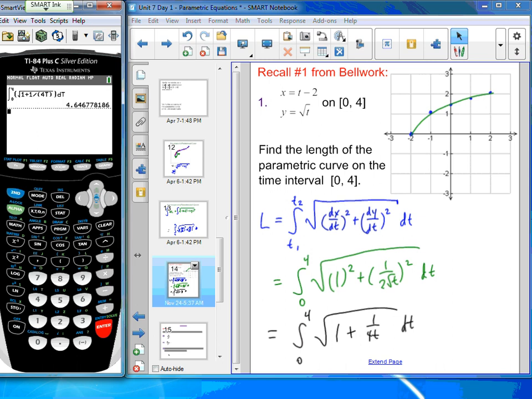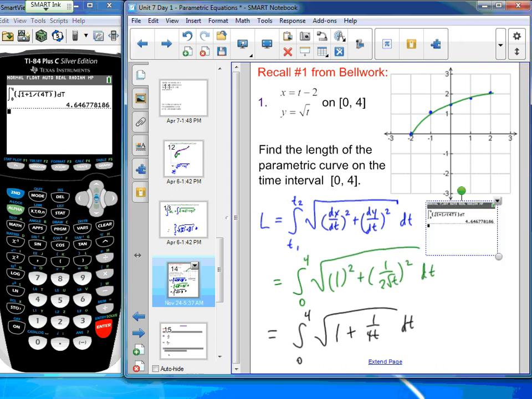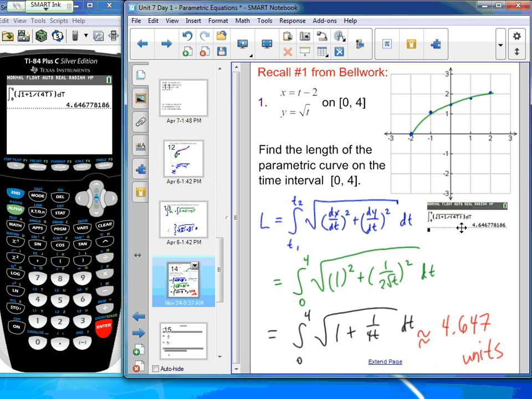Let's get an approximation in our head. Well, if this were Pythagorean theorem, we've got a triangle with base 4, height 2. So Pythagorean theorem would give us 2 squared is 4, plus 4 squared is 16, square root of 20, right? Square root of 20 would be 4 something, and we got 4 something. Hey, cool. Pretty sweet. So that's about 4.647 units. That's pretty sweet.